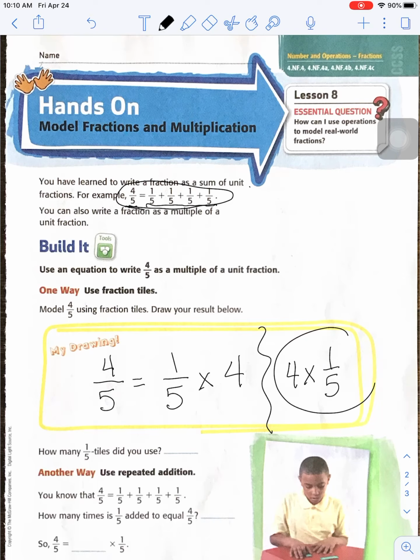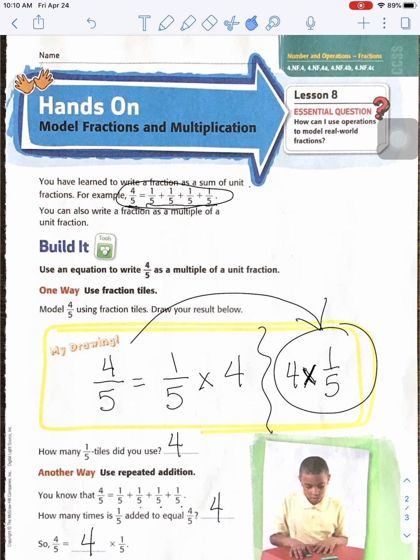Okay, so this shows 4/5 written as a product, because that's the answer to a multiplication problem, of a whole number and a fraction. It's 4 of these 1/5, or 1/5 plus 1/5 plus 1/5 plus 1/5. How many 1/5 tiles did you use? Well, we used 4 of them. Another way, it says use repeated addition. You know that 4/5 equals 1/5 plus 1/5 plus 1/5 plus 1/5. How many times is 1/5 added to equal 4/5? 4 times. So 4/5 equals 4 times 1/5.